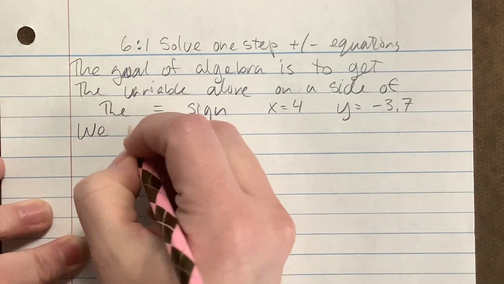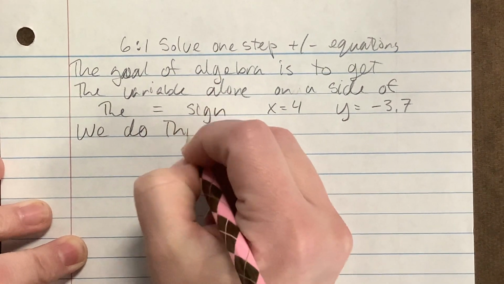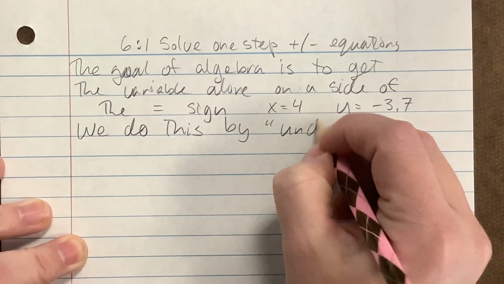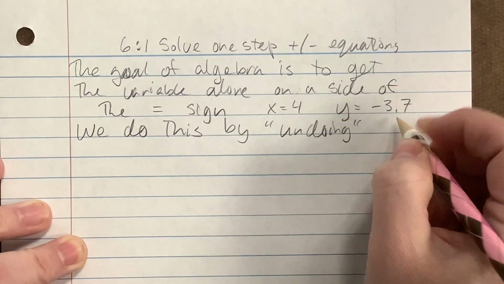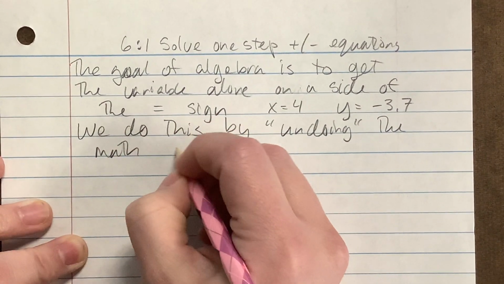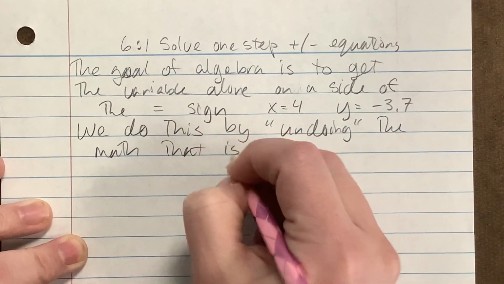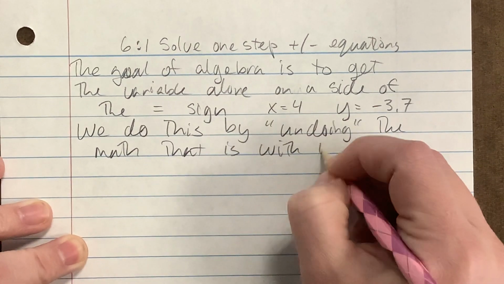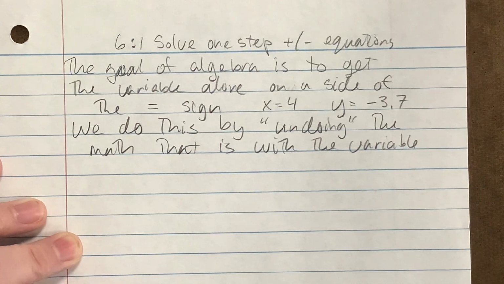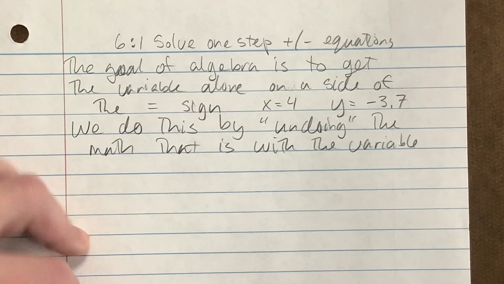We do this by undoing the math that is with the variable on the same side. Okay? And that's basically it.